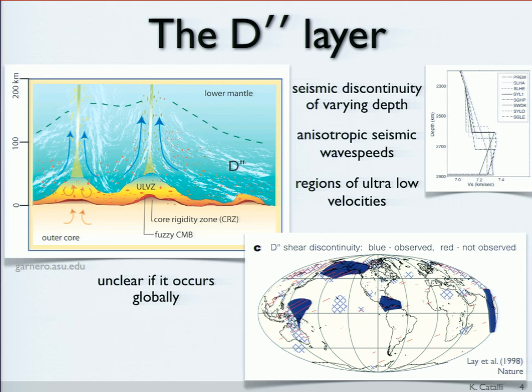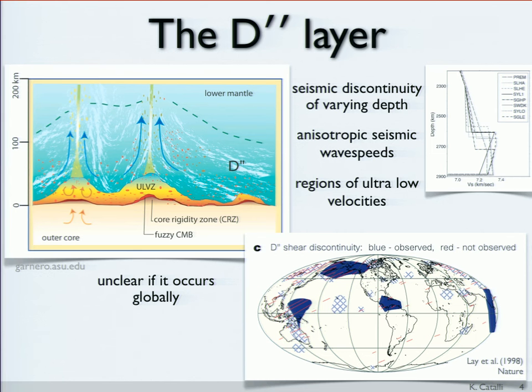And then we have these regions of ultra-low velocity layers. And in addition, what makes this boundary interesting compared to some of those other boundaries that I showed is that it doesn't seem to occur globally in the Earth. So here we see a map of the Earth where the blue areas show regions where this D double prime discontinuity is observed, and the red areas mark regions where it is not observed to exist. And then other areas are just unsampled regions.